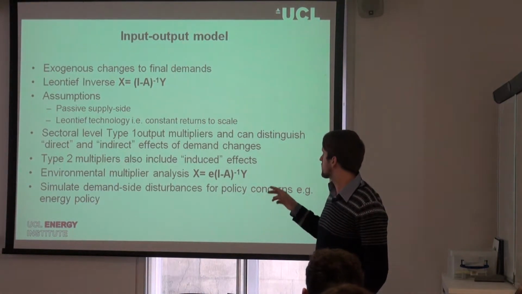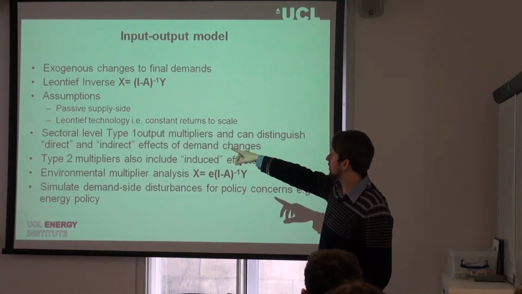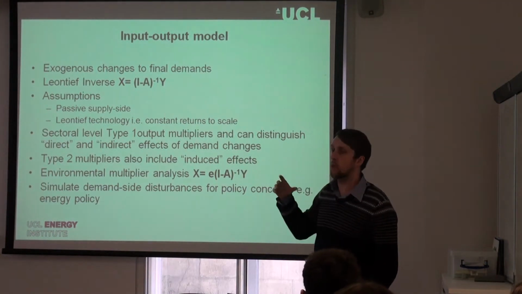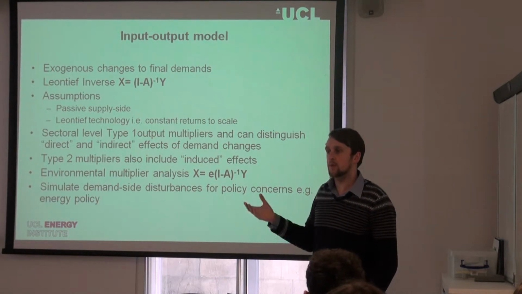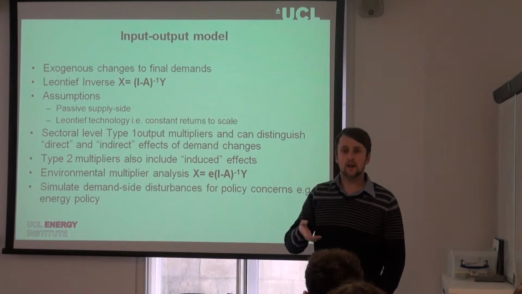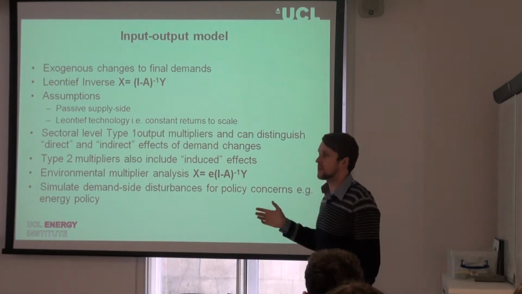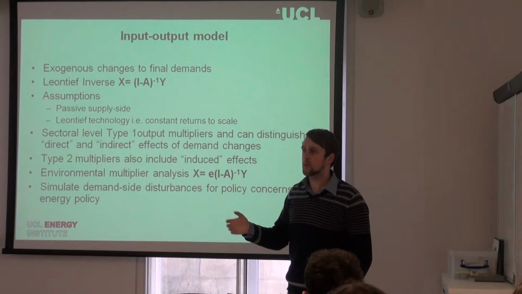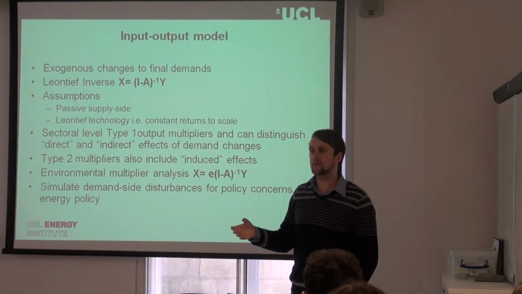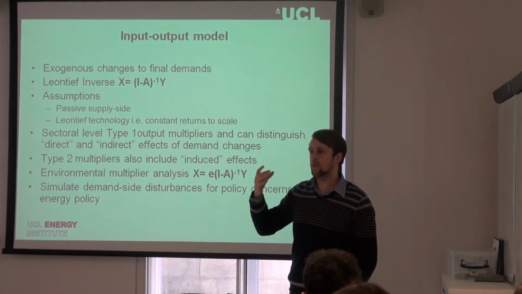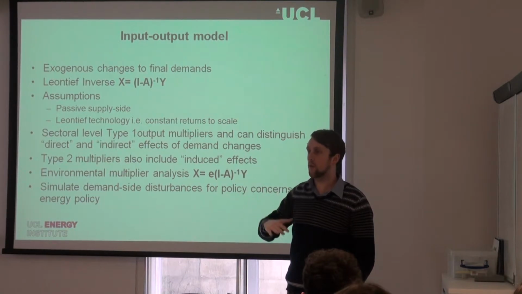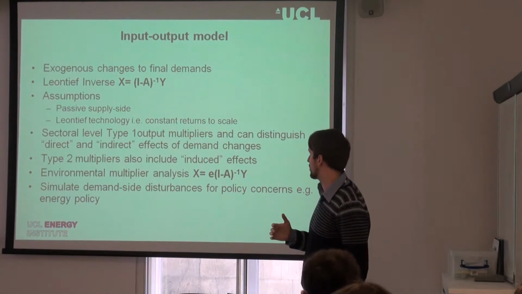The sum of those will be the type 1 output multiplier. Say the output multiplier for agriculture is 1.3, which says that for a 1% increase in the output or the final demand of agriculture, there would be an overall increase of 1.3% through the whole economy. I'll try and give a better example at some point.